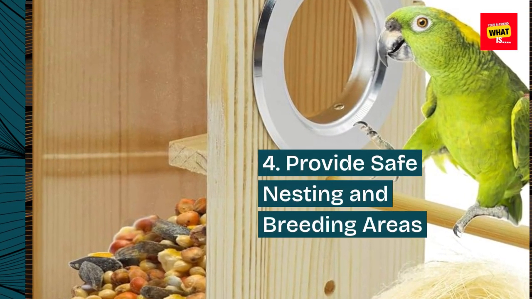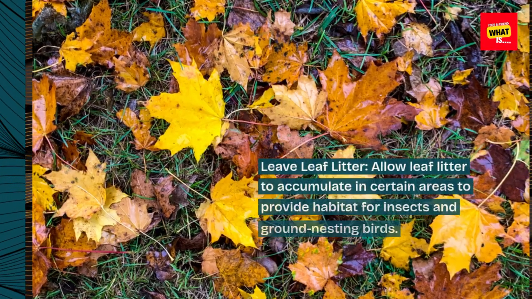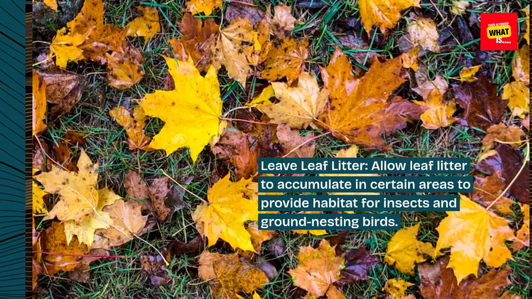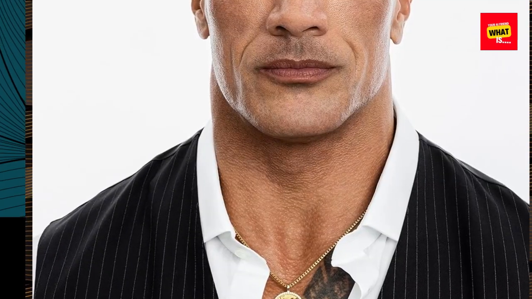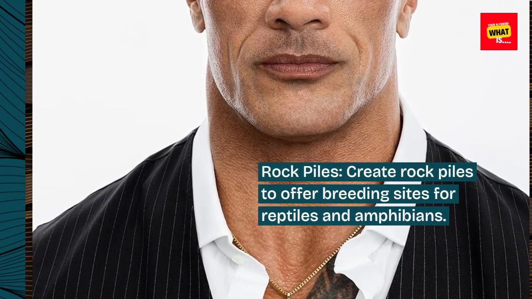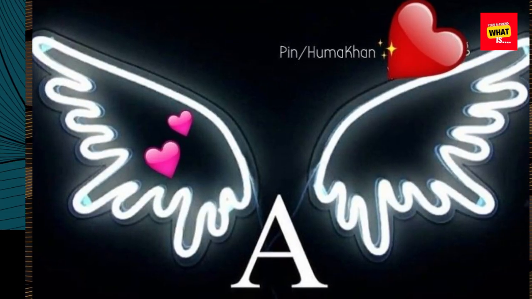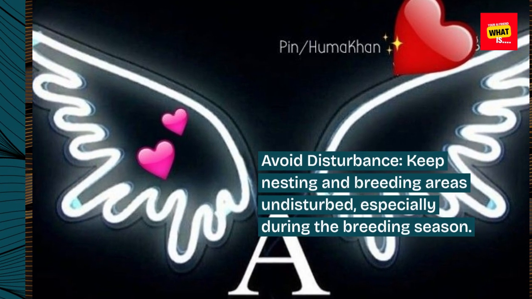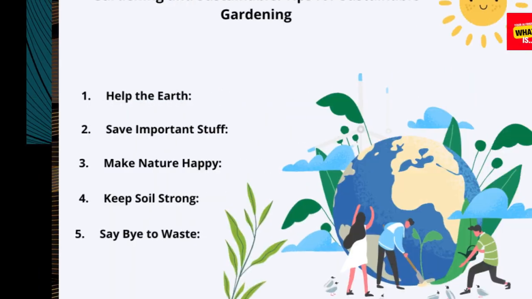4. Provide safe nesting and breeding areas. Leave leaf litter. Allow leaf litter to accumulate in certain areas to provide habitat for insects and ground nesting birds. Rock piles. Create rock piles to offer breeding sites for reptiles and amphibians. Avoid disturbance. Keep nesting and breeding areas undisturbed, especially during the breeding season.